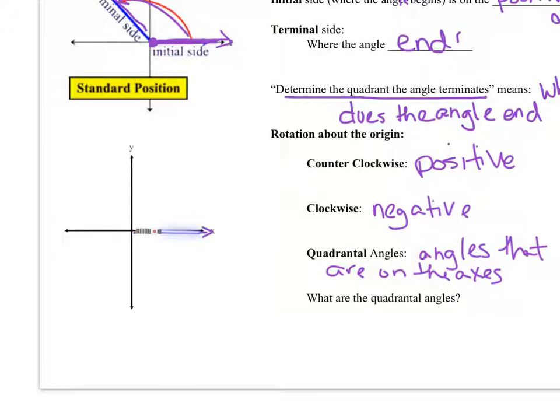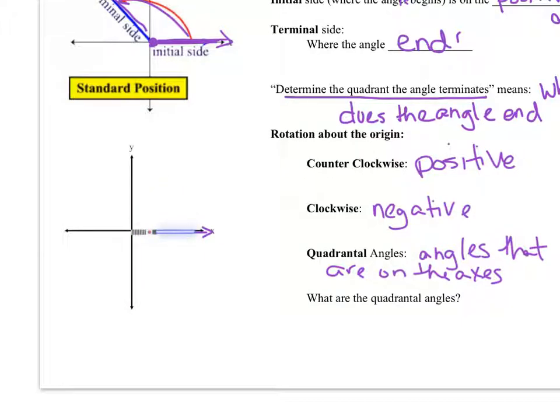Okay, this is your x-axis. This is the positive x-axis. We have this little arrow here that's going to show us the one side, the beginning side of the angle. The vertex is on the origin, and then when it goes this way, this is a positive angle. So as I go this way, this is all positive angles. All right. So from here to here, that's a positive angle.